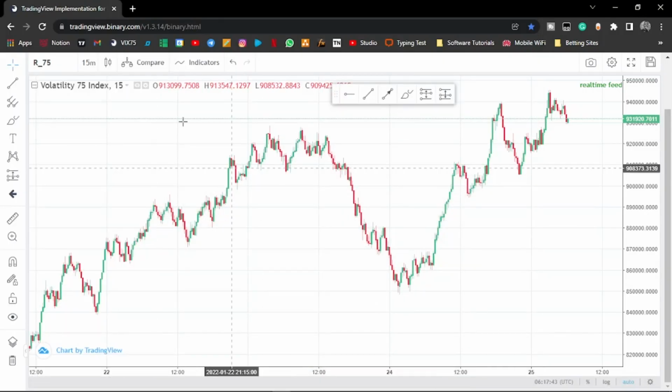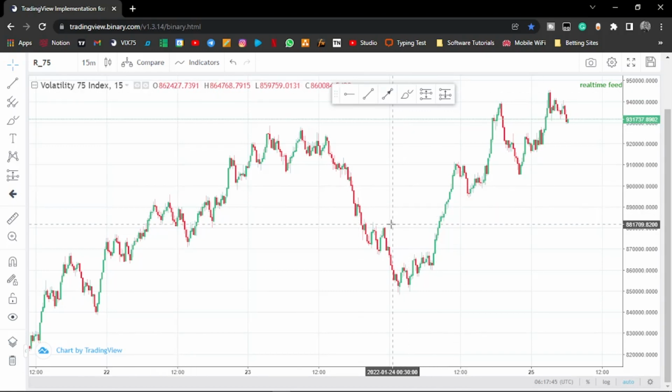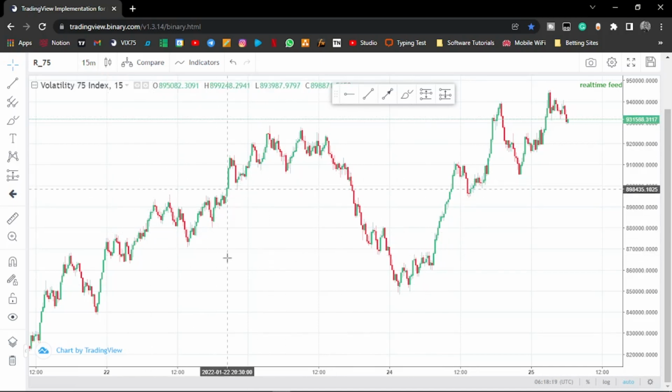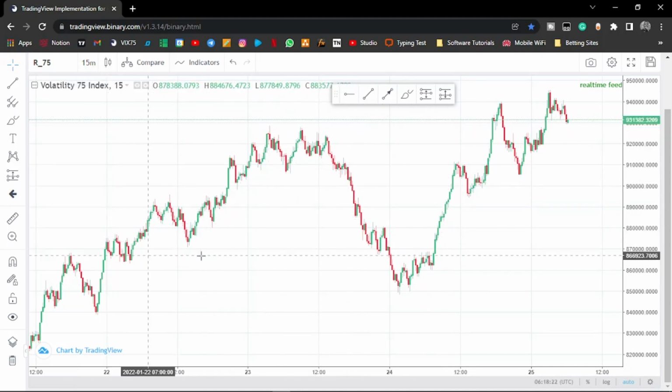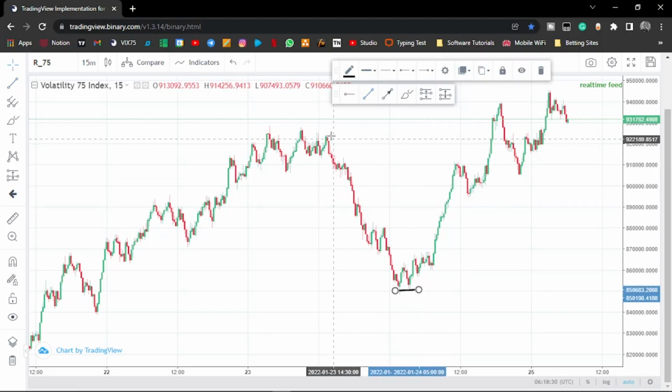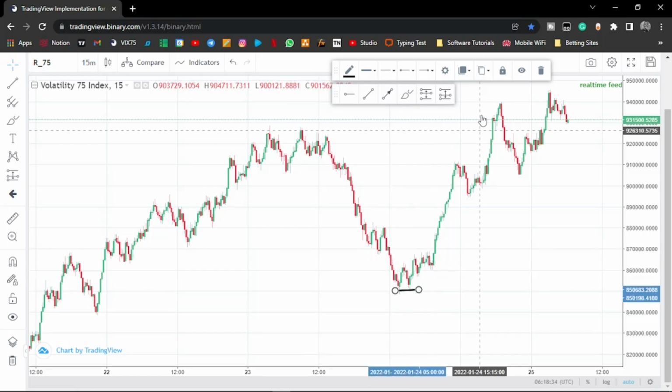So as you can see, we have the VIX-75 chart, and my favorite time frame for VIX-75 is the 15 minutes time frame. And already within what we can see right now, I've already spotted a lot of patterns. The first one is this double bottom right here. So you can see we have a downtrend, double bottom, then uptrend.